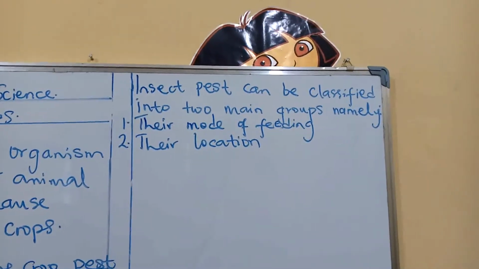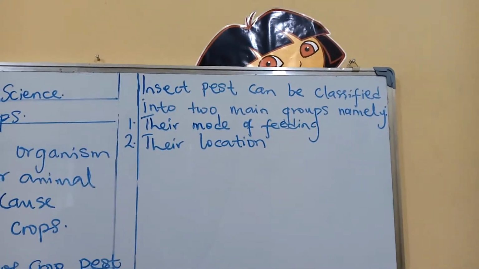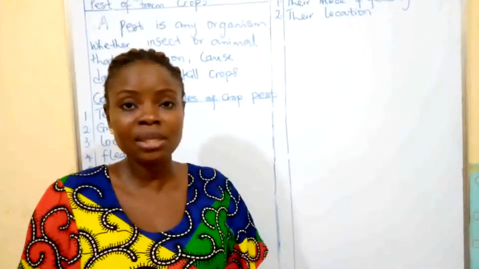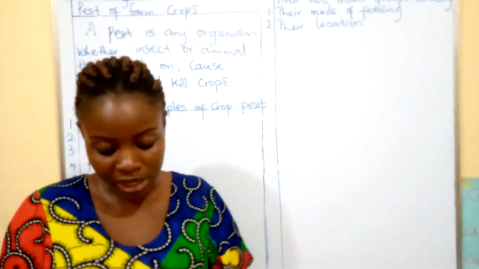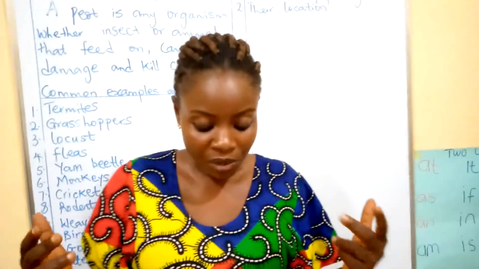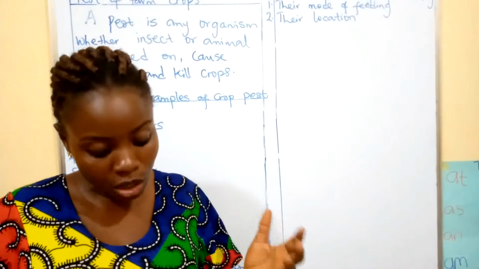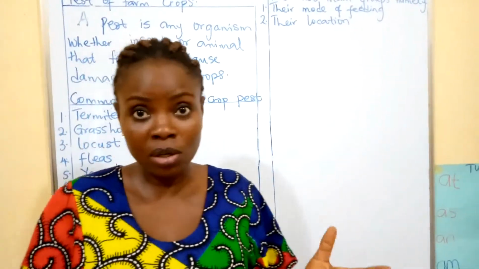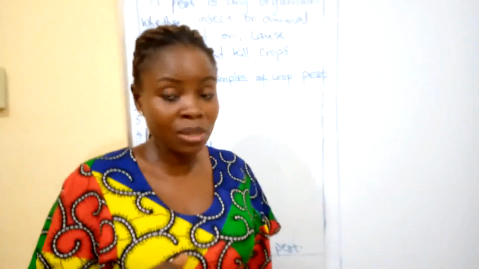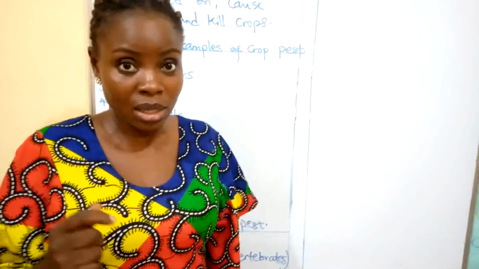Now let's talk about mode of feeding. Under mode of feeding, we have the biting and chewing insect pests. Insects like grasshopper, termite, cockroach, caterpillar, locust, all those belong to the group of the biting and chewing insect pests. Another category is the piercing and sucking insect pest. All right, are you taking that down? Piercing and sucking insect pest.